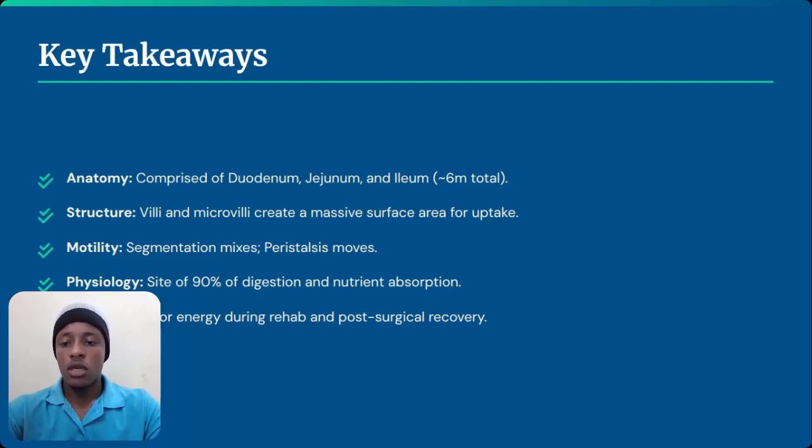So these are the takeaways. Anatomy: the small intestine is comprised of three parts, duodenum, jejunum, and ileum, about 6 meters total. Structure: villi and microvilli create a massive surface area for uptake. Motility: segmentation mixes and peristalsis moves. Physiology: this is the site of 90% of digestion and nutrient absorption, where enzymes work on different foods like carbohydrates, proteins, and lipids. Physiotherapy link: vital for energy during rehab and post-surgical recovery.